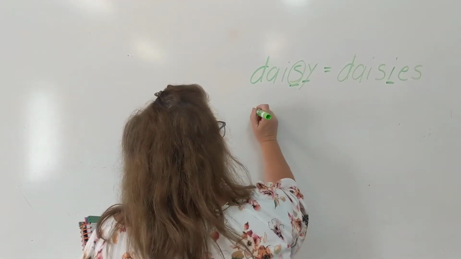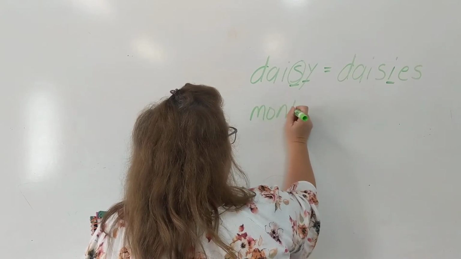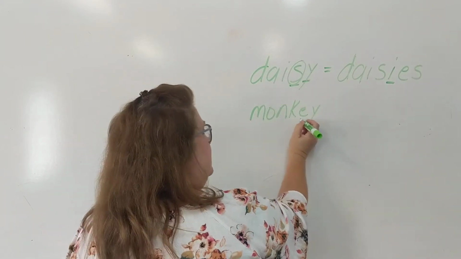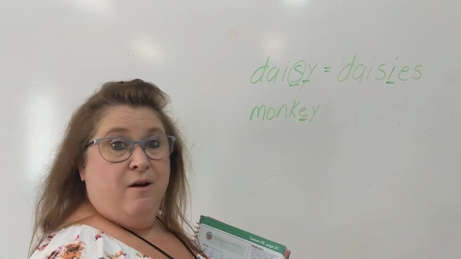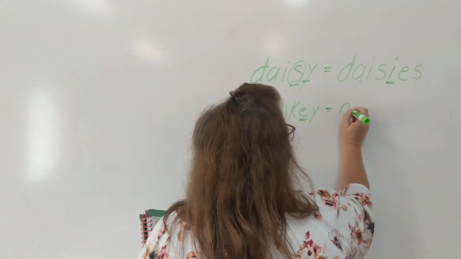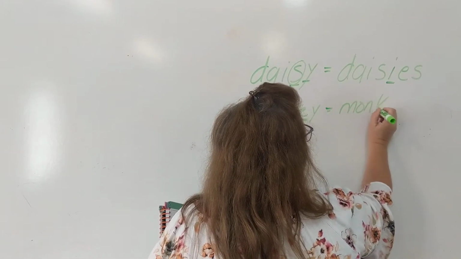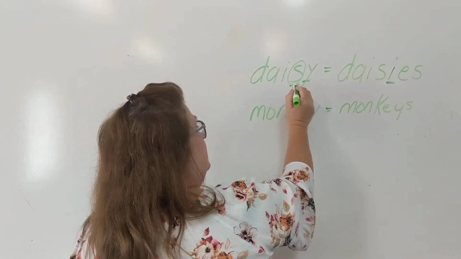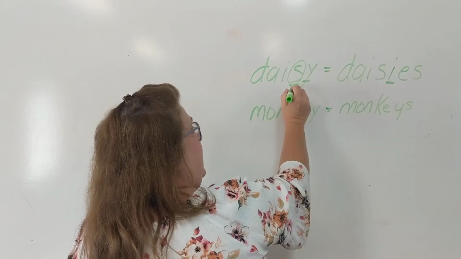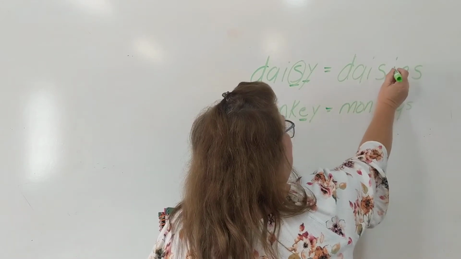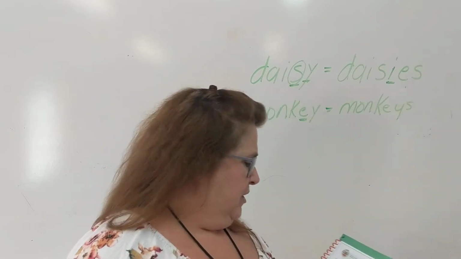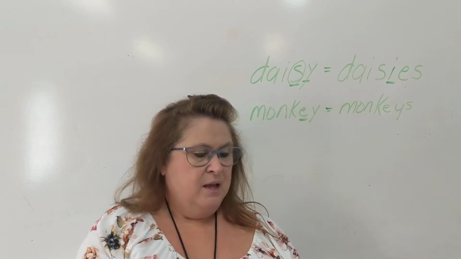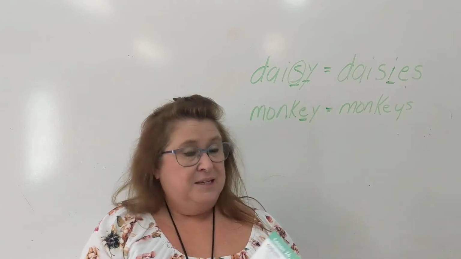So if we had the word monkey and we wanted to make monkey plural, is there a consonant in front of our Y? No, there is not. So to make monkey plural, we would just add an S to the end to make monkeys. But when there is a consonant in front of our Y, we change our Y to I and add ES. Okay? So get your language books out, open them to page 27, put your name and date at the top.